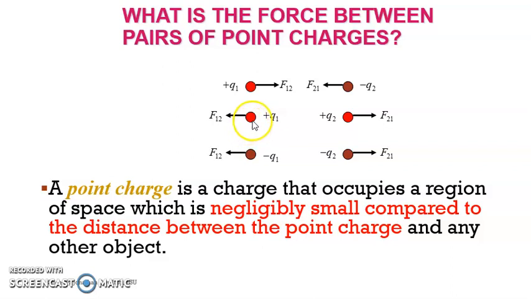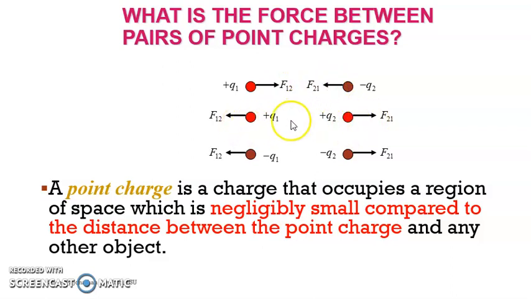Again similarly, if both charges are positive, then these two will repel each other, and that force of repulsion is f12 and f21, right? Both are in opposite directions, right? Not in the same direction.